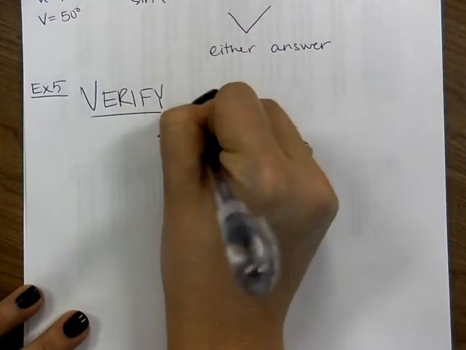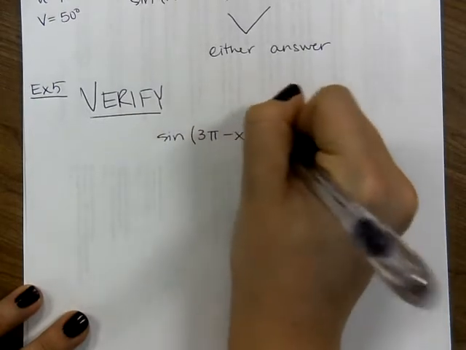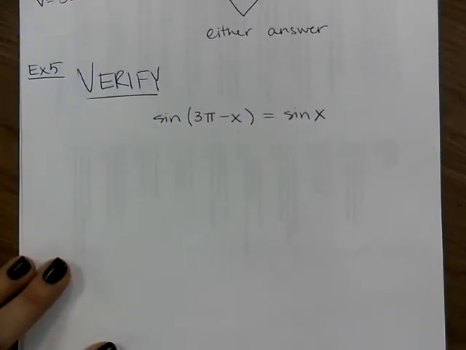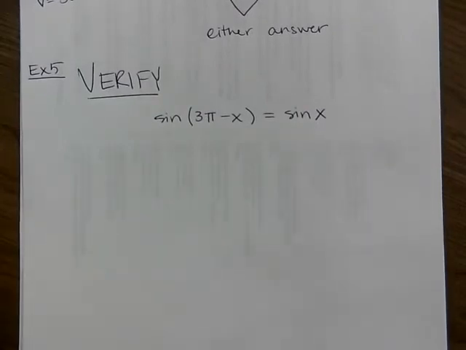So the sine of 3 pi minus x equals the sine of x. Okay, so now we're going to try to verify this. In order to verify, remember you pick the more complicated side. You can only work on that side. You have to write down equals the other side each step. We're trying to get to the end where both sides match.